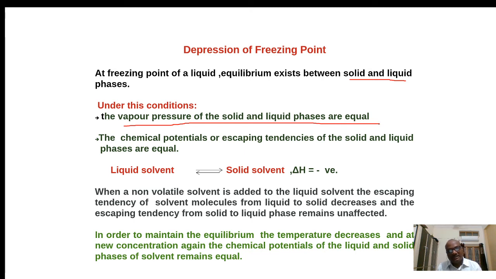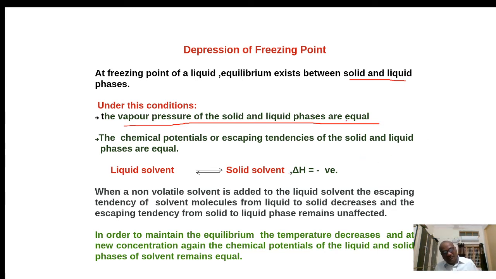What was the condition at boiling point? The condition is the vapor pressure. The liquid and vapor will exist in equilibrium. Here, at the freezing point, how will the equilibrium exist? The equilibrium exists between the solid phase and liquid phase. So the vapor pressure of solid and liquid phases will be equal at equilibrium.